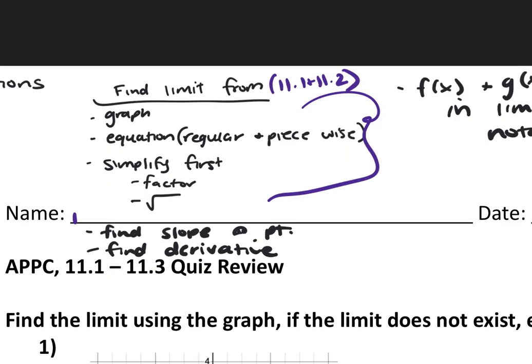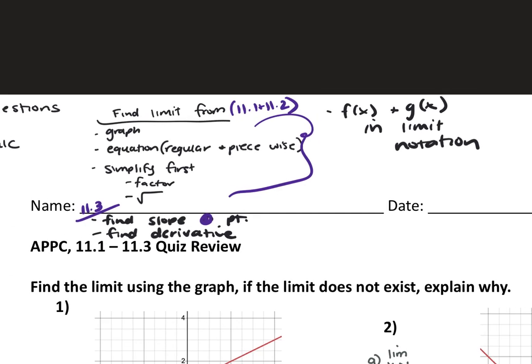And then from 11.3, you're going to be finding the slope at a specific point, and just finding the derivative. Okay, also from 11.1, I think it's in 11.1, is your function notation, using limit notation. So it'll say the limit as x approaches c of f of x is 5, the limit as x approaches c of g of x is negative 2, and then it could ask you to multiply them, add them, square them, like all the things that you're doing just with the value itself.